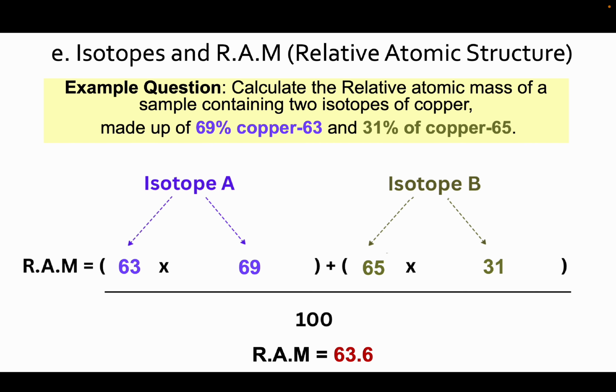Plug everything into our equation from earlier. So the mass of the first isotope is 63, as you can see, copper 63, and you'd multiply that with 69% because that's your abundance. And you'd add that to the second isotope, which is copper 65, multiplied by the 31. You divide all of that by 100 because that's your total abundance, and that should give you 63.6.